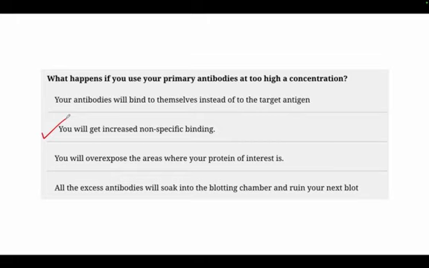It can go and bind to other proteins which may not be of our interest because it has some low affinity for those proteins. So to prevent this, it is important that we optimize the antibody concentration.